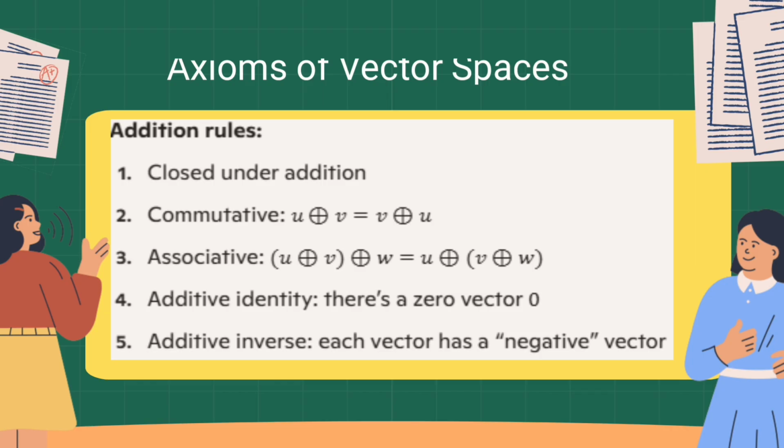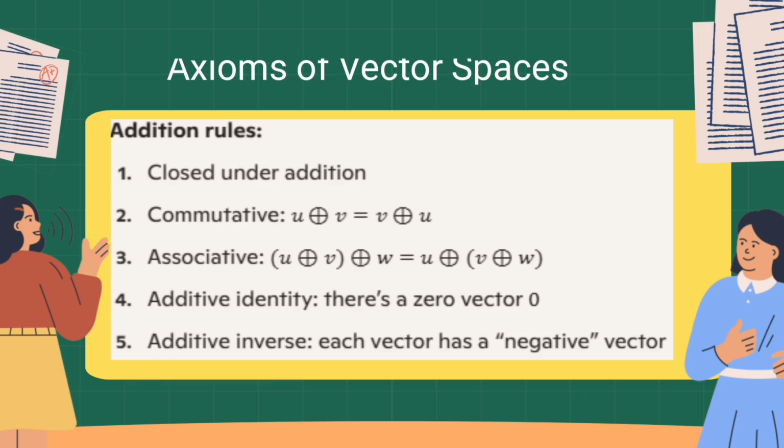Next we have commutativity of addition, which means order doesn't matter. So u plus v is equal to v plus u. Even if we interchange u and v, the result is still equal.